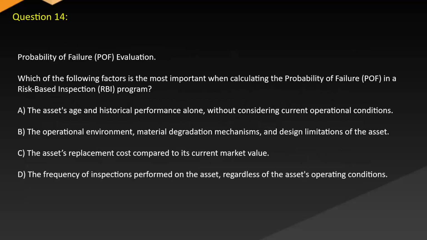Question 14. Probability of failure, POF, evaluation. Which of the following factors is the most important when calculating the probability of failure, POF, in a risk-based inspection, RBI, program? A. The asset's age and historical performance alone, without considering current operational conditions. B. The operational environment, material degradation mechanisms, and design limitations of the asset. C. The asset's replacement cost compared to its current market value. D. The frequency of inspections performed on the asset, regardless of the asset's operating conditions.